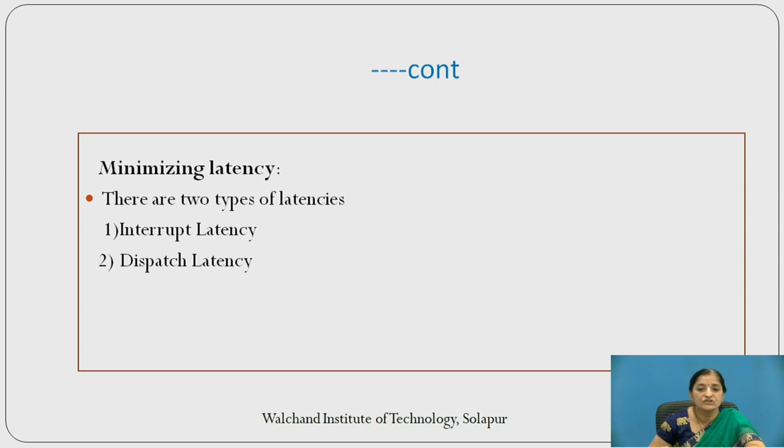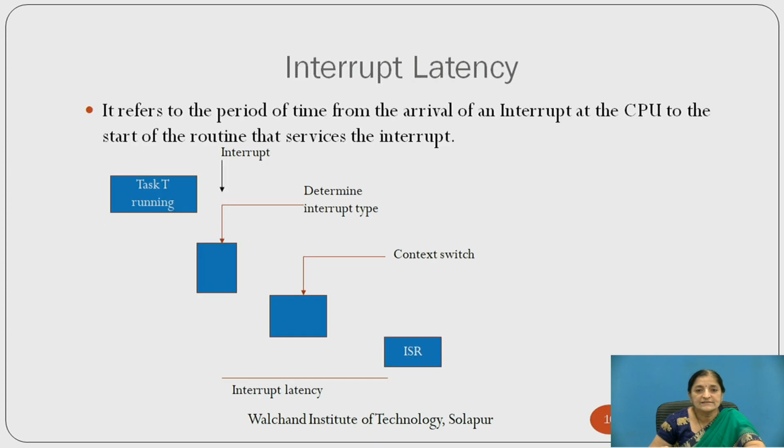Now the third feature that is required for the implementation of RTOS is minimizing latency. Now there are two types of latencies, interrupt latency and dispatch latency. Now let's see the interrupt latency. Interrupt latency refers to the period of time from the arrival of the interrupt at the CPU to the start of the routine, that is interrupt service routine.